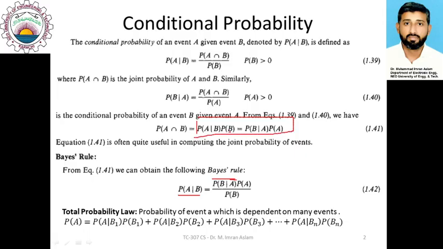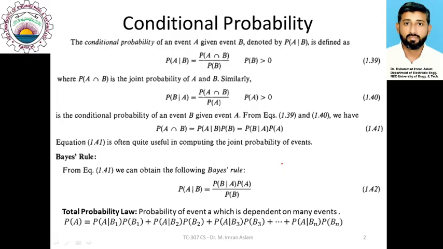Probability of A given B can be calculated by simply dividing probability of B onto the other side. So probability of A given B can be written as probability of B given A into probability of A divided by probability of B. This relationship is named as Bayes rule. So Bayes rule actually enables us to reverse the condition whenever need arises.